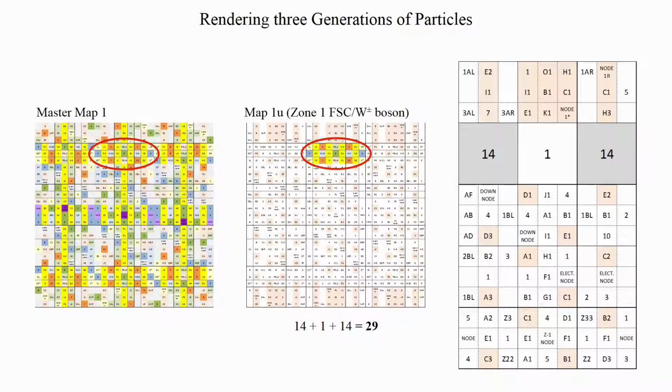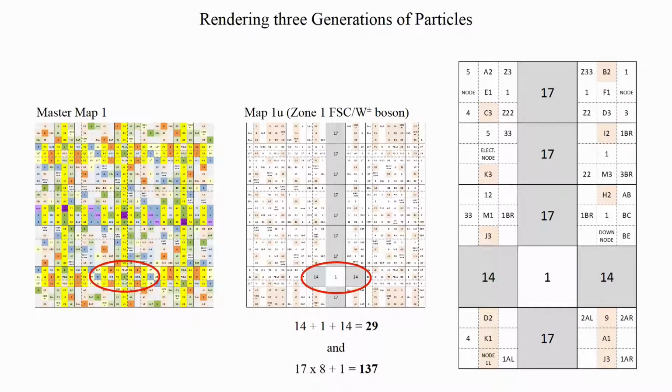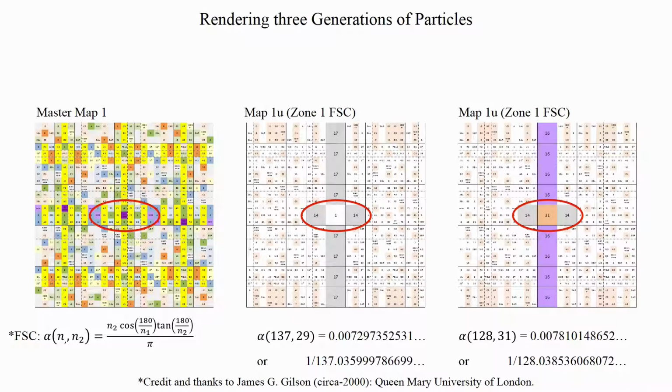From this, we find 2 pairs of parameters defining the fine structure constant. And we'll save the finer details for another video, else this one be unwieldy. Suffice to say here that the pair of parameters 29 and 137, and the pair 31 and 128, give these conjectured exact FSC values, differing from the recommended CODATA range by just 10 to the power of minus 12.